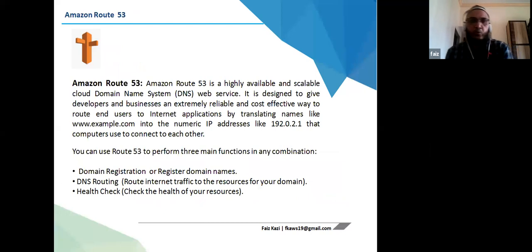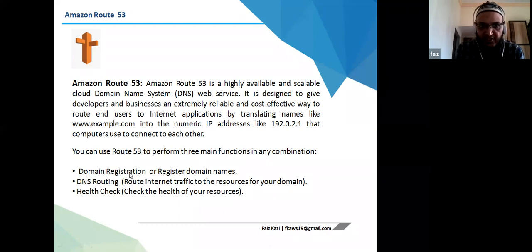So when you talk about Route 53, what do you mean by Route 53? Amazon Route 53 is a highly available and scalable cloud domain name system web service. It is designed to give developers and businesses an extremely reliable and cost-effective way to route end users to internet applications by translating names like www.example.com into numeric IP addresses like 192.0.2.1.